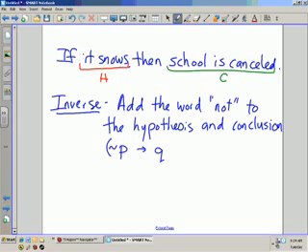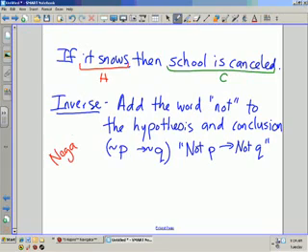So here's the symbol. It is a little squiggle. That is the same squiggle that's over top of the congruent symbol. So it's squiggle P implies squiggle Q, and it is read as not P implies not Q. That's how you read it. Not P implies not Q. This is the negation: adding the word not to a sentence.